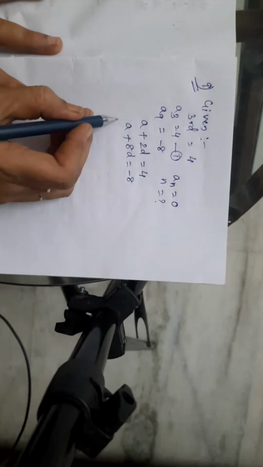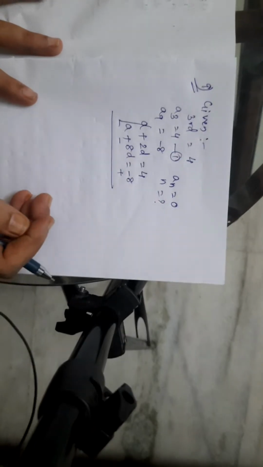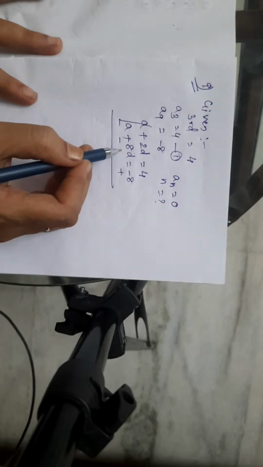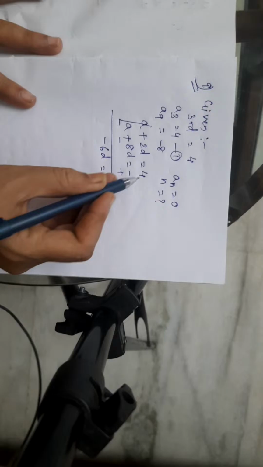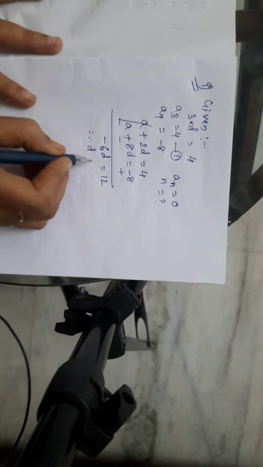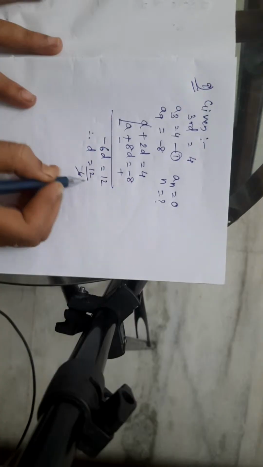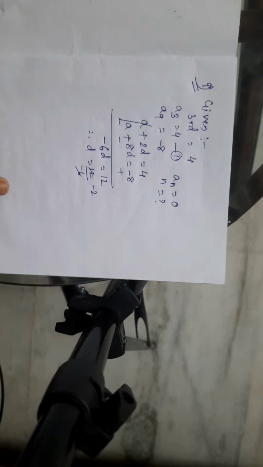So let's solve them, changing the sign. So A will get cancelled. Now plus minus minus, the bigger number is negative, so it will be minus 6D. And 8 plus 4, it's 12. Therefore D is 12 upon minus 6, so it's minus 2. We got the value of D here.